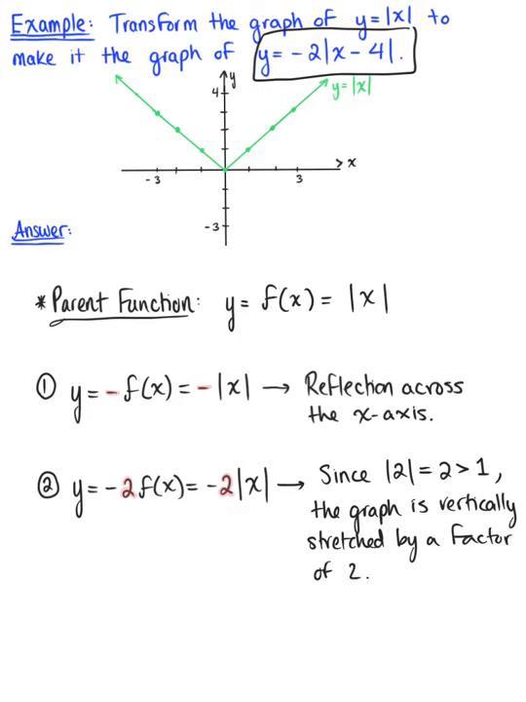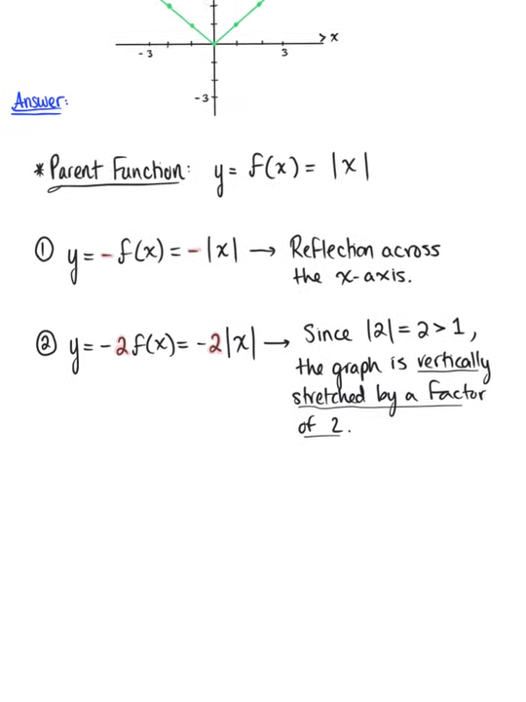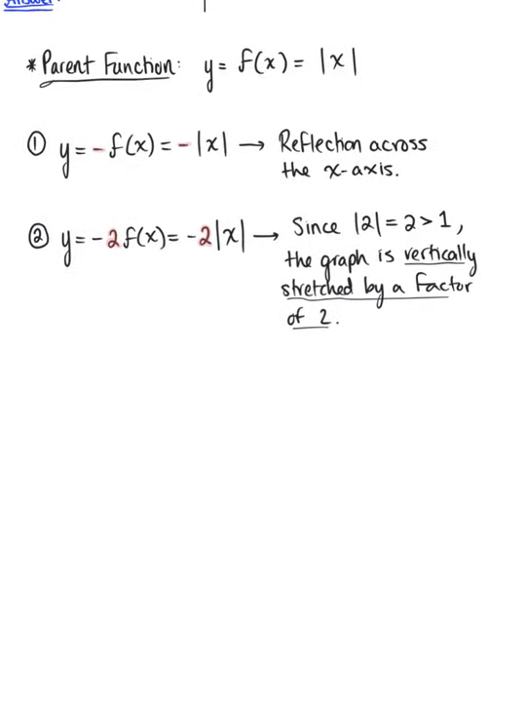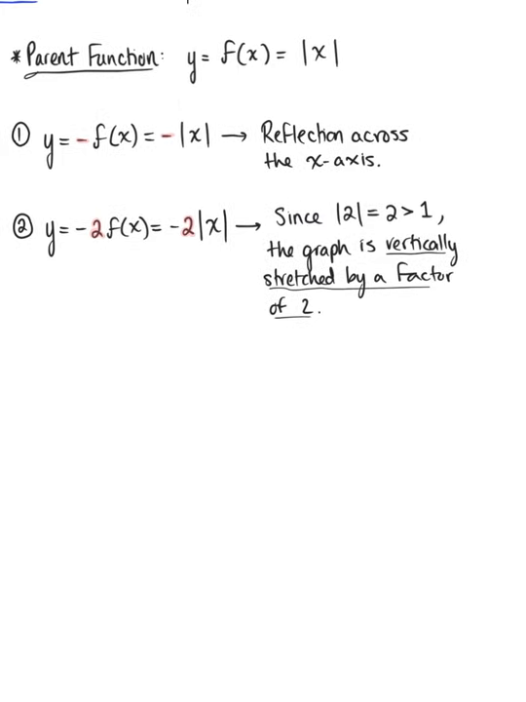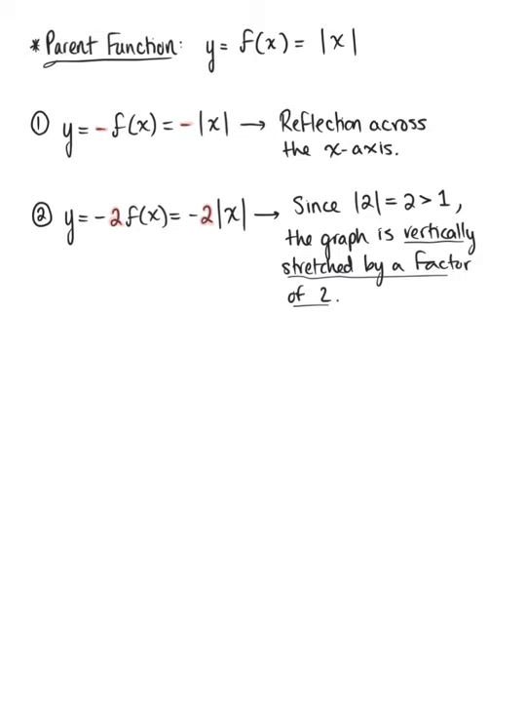So this means if we're being vertically stretched by a factor of 2, the y values are growing twice as fast. So our graph of the new function is going to be a little bit more narrow, or 2 times as narrow as the original function. And we have one more transformation to go.